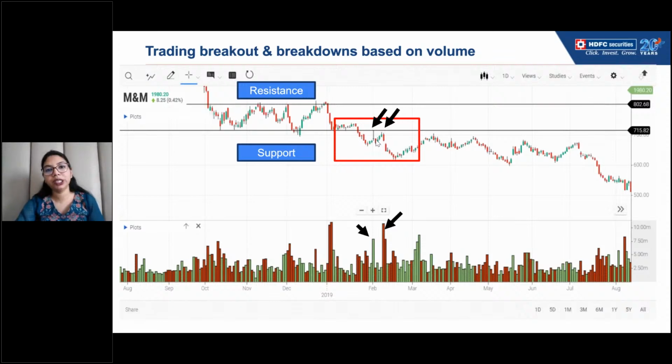अगर मुझे तब भी कंफर्मेशन चाहिए, वापस से ये प्राइस इस पर्टिकुलर प्रीवियस सपोर्ट का टच करने को आया, यहाँ पे क्या हुआ, इसने वापस से रेजिस्टेंस लिया और अब ये दो वॉल्यूम कैंडल्स आप देखो, वॉल्यूम बार्स आप देखो, इतना हाई वॉल्यूम इसमें वापस से आ गया है। This is my confirmation that this is going to be a very good downwards trend, राइट। इसके बाद आप देख लो कि ये 700 से 500 तक चला गया स्टॉक, correct.